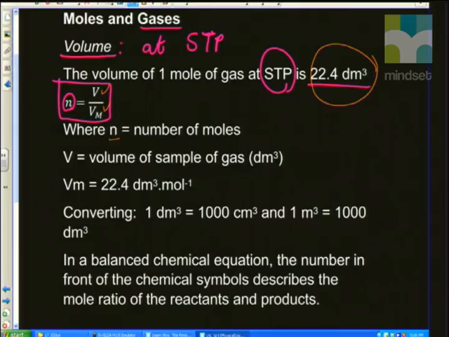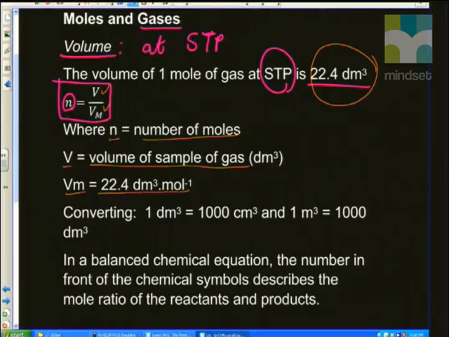Again, n is the number of moles, V is the given volume of the sample of a gas, and Vm, or V subscript m, is our molar volume, which is 22.4 cubic decimeters per mole.